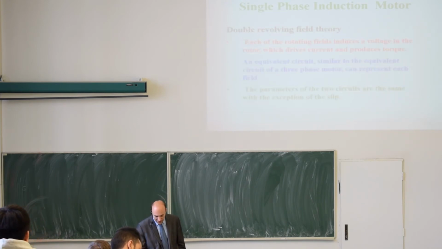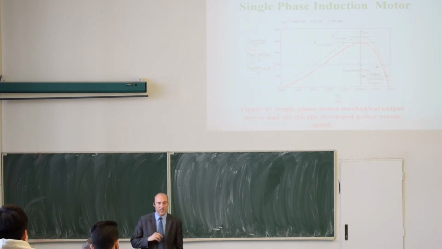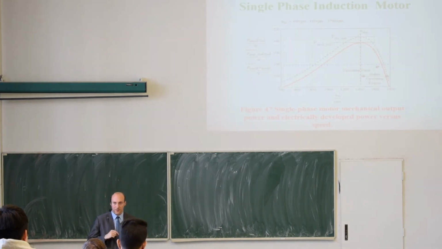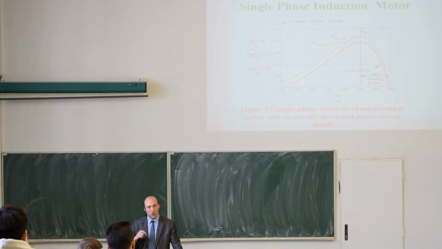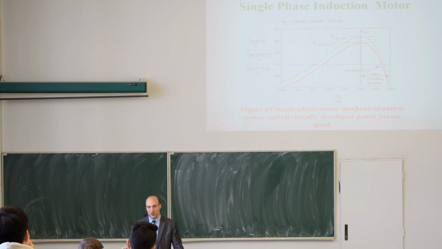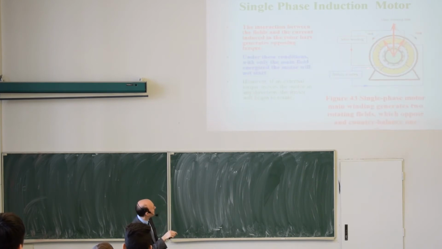Or we can connect this to a capacitor, for example. From AC circuits that we have discussed at the very beginning of the course, we know that if we have a capacitor, it is changing the phase shift between voltage and current. So if I am powering the auxiliary winding through a capacitor, I can use this in a single phase induction motor running just on single phase, and the auxiliary winding here, powered in blue, is powered with a voltage with a phase shift different from the main winding.